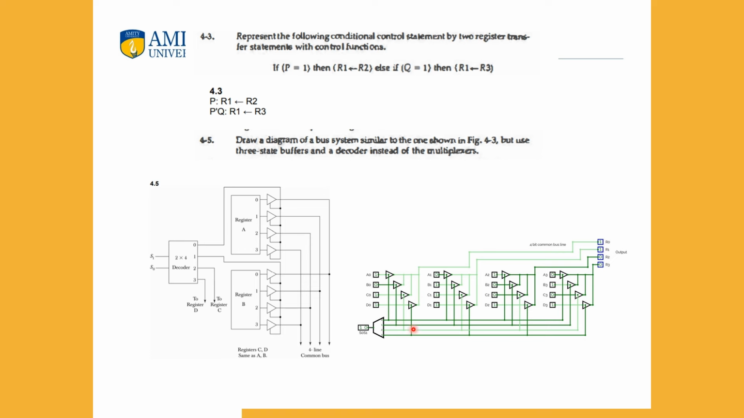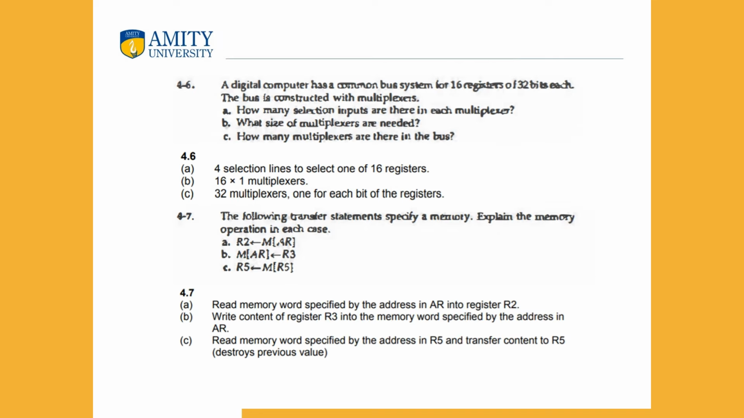Third one has the third line of the decoder, and it is for C, and the next one is for D. You can make them either way, and we have the final output, which is the 4-line common bus, and this represents how you can make the bus system using tri-state buffer and a decoder.